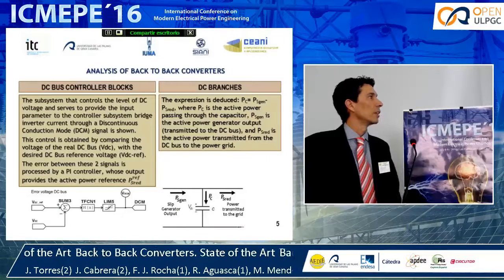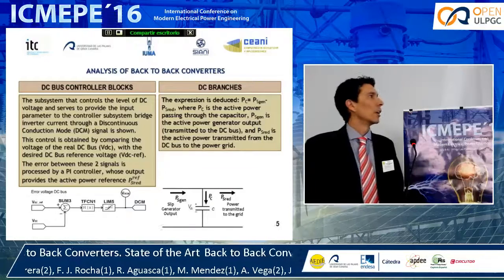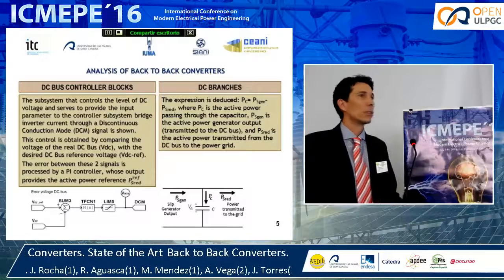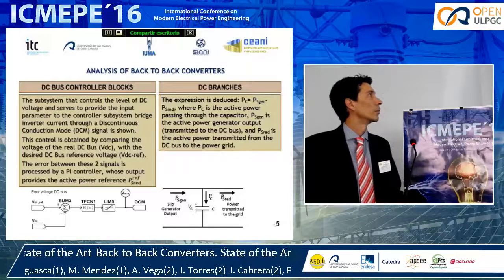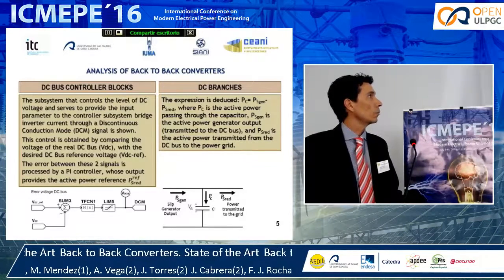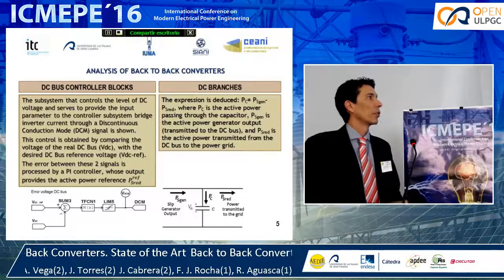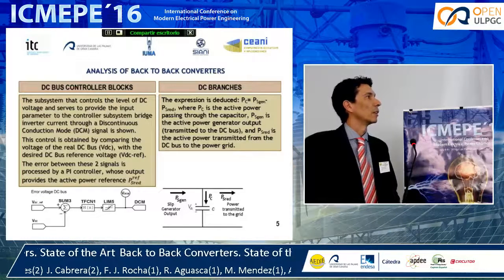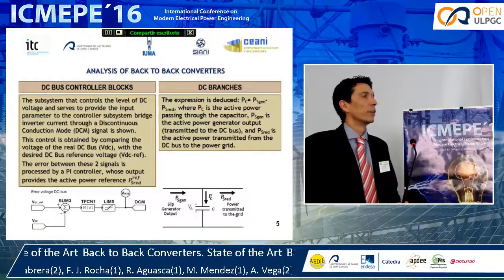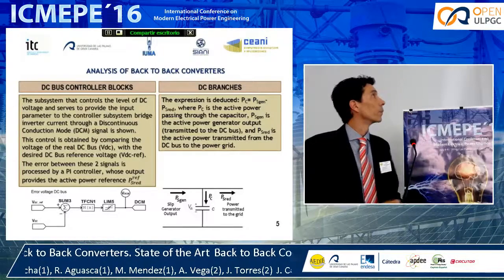This is the DC link, where the capacitor link is installed, which gives the control feature. The power that crosses this capacitance is the difference between the generated power and the power given to the network.